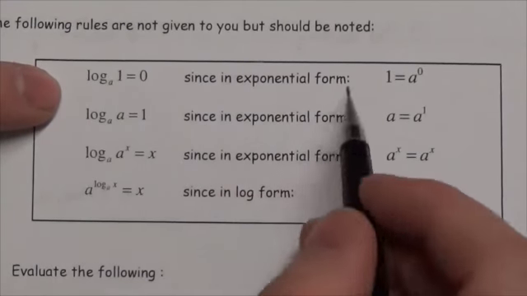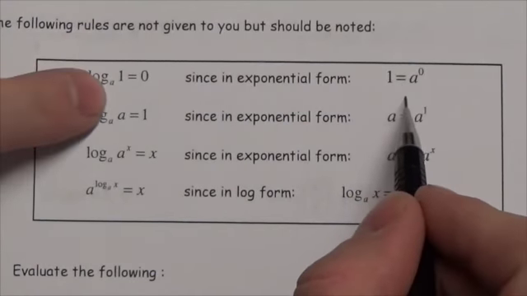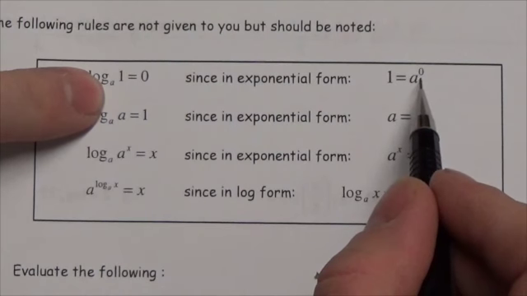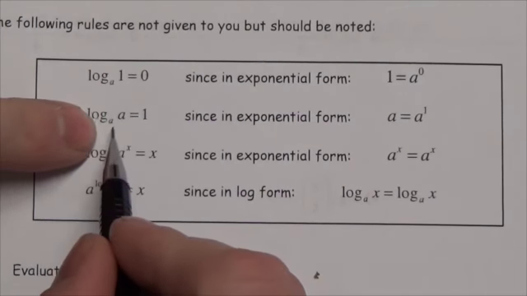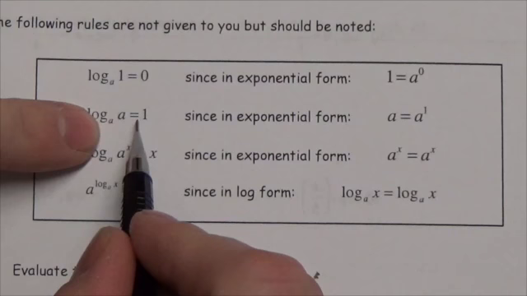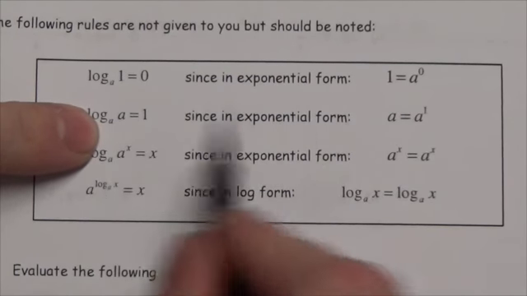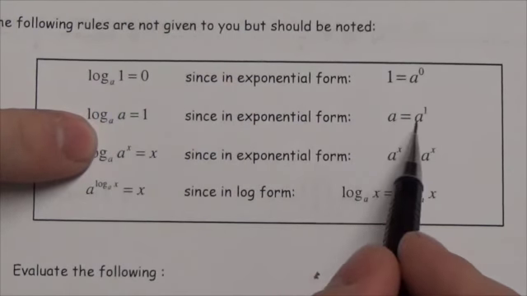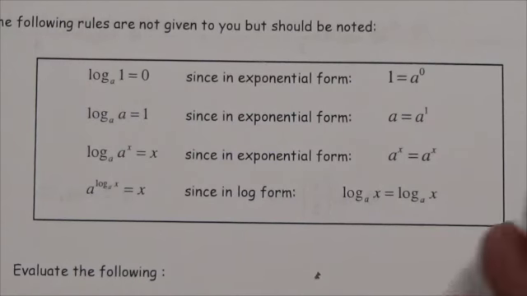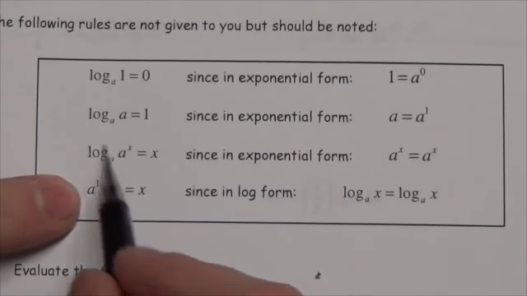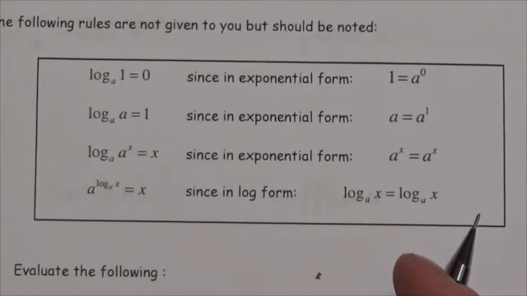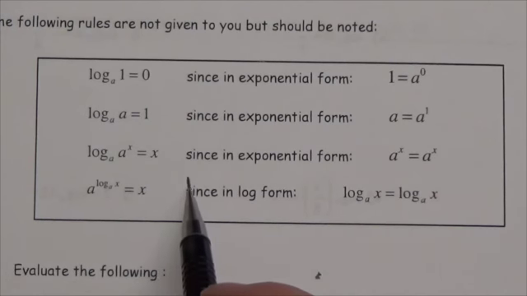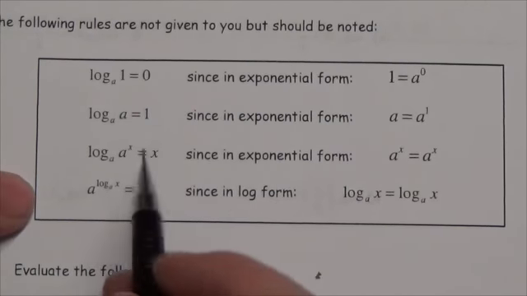Log base a of 1 is going to be equal to 0, and that's because 1 is always going to equal that base to the power of 0. Over here, log base a of a is going to be 1 because when you put this back in exponential form, a is equal to a to the 1, and that makes sense. Now these two here are a little bit more confusing, but I hope they're going to make sense to you.